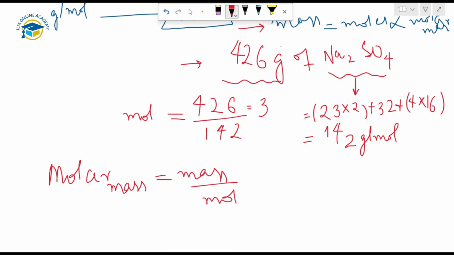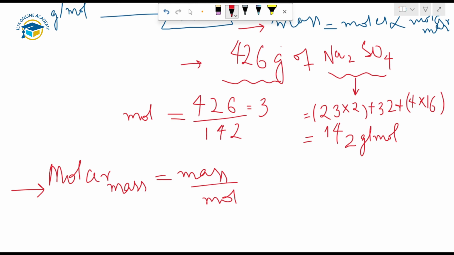Next, we have the relative atomic mass or relative formula mass. For calculating the relative atomic mass, you can use the same process or the same formula that is used for the molar mass, because relative atomic mass and relative formula mass are the same as the molar mass of any substance.